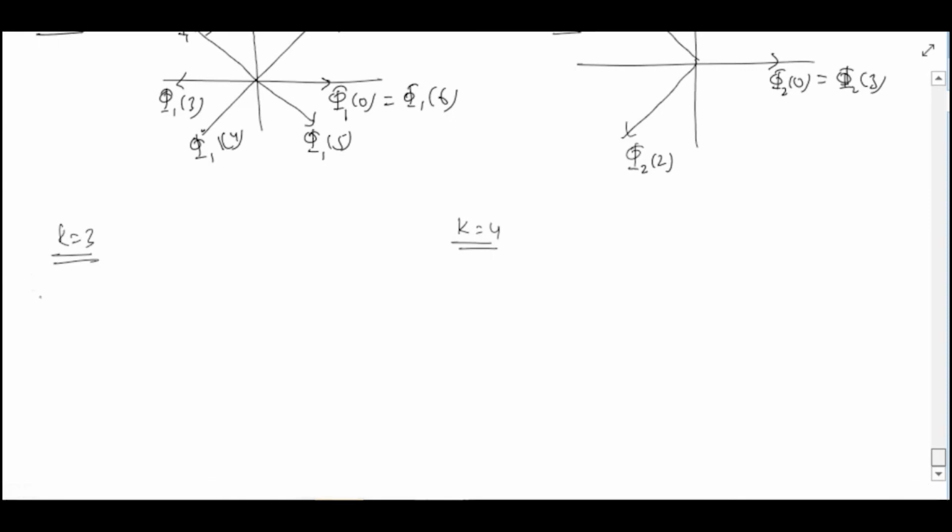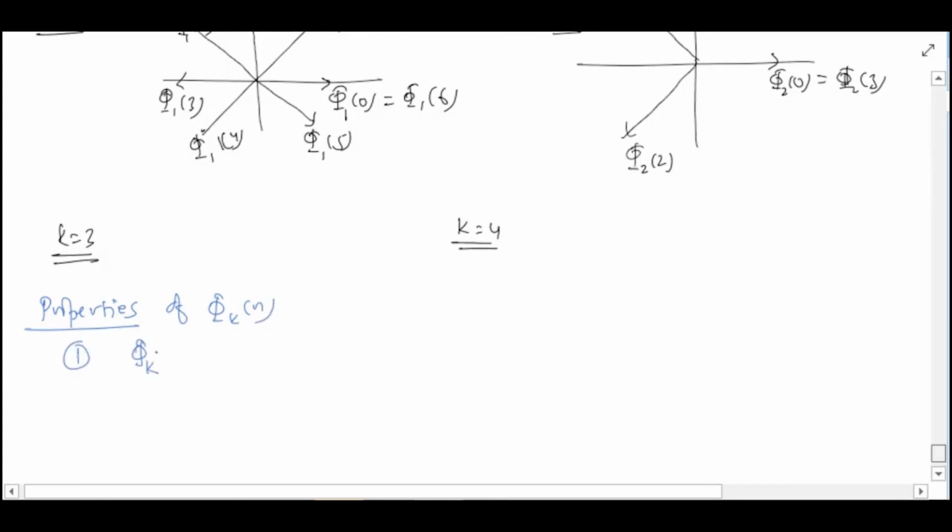Okay. Now let's see a few properties of complex exponentials. Properties of phi k[n]. So the first thing is periodicity in n, that is, phi k[n plus capital N] is phi k[n] for all n, and this is called periodicity in n.